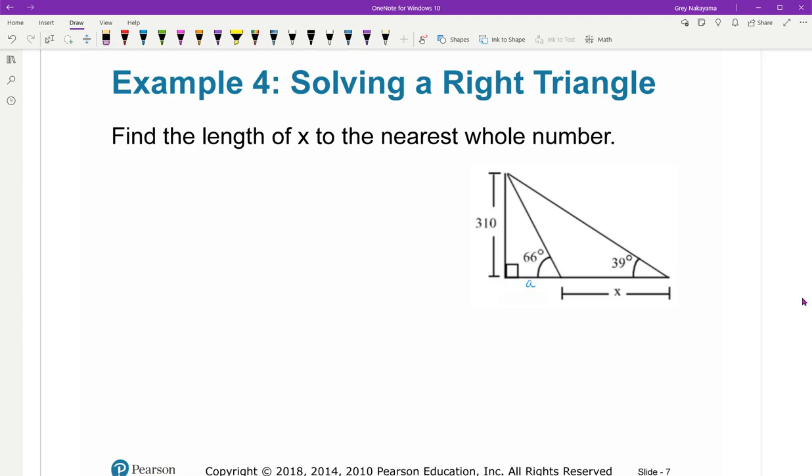It doesn't matter what you use. But I have 66 degrees, and I have 310, which is opposite, and A, which is adjacent. So I'm going to use the tangent of 66 being opposite, which is 310, over adjacent, which is the letter A. Variables on the bottom, I got to switch those. So A is 310 over the tangent of 66. Put it in my calculator, and I get that A is 138.02.